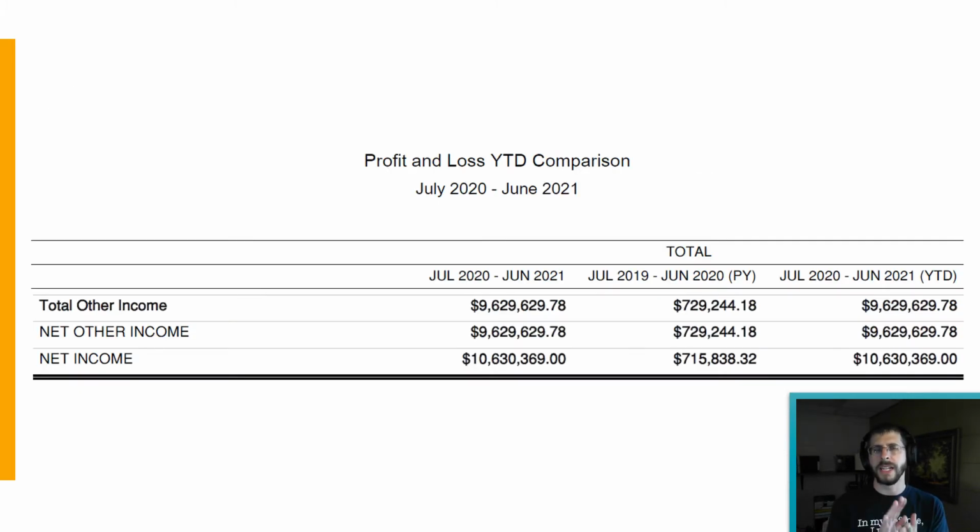Let's start by looking at the year-end profit and loss. I happen to run a July through June fiscal year. And when I look at my total net income, so that's operating and non-operating income, it's $10,630,000. That's a big number. This is part of a foundation, so we had earnings and donor restricted gifts and all that kind of stuff. But keep track of that number, $10,630,000.